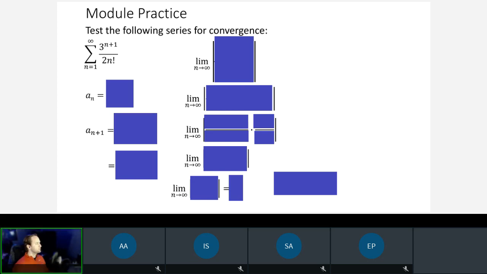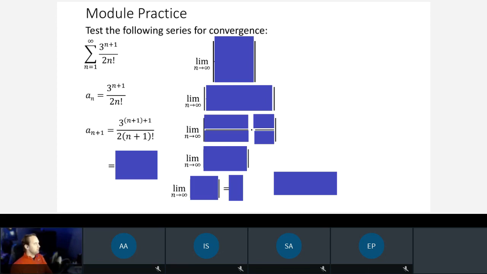All right, let's quickly go through this last one. All right, there's your a sub n. A sub n plus 1. So the numerator, what does the numerator become? 3 to the n plus 2. That is correct. What does the denominator become?